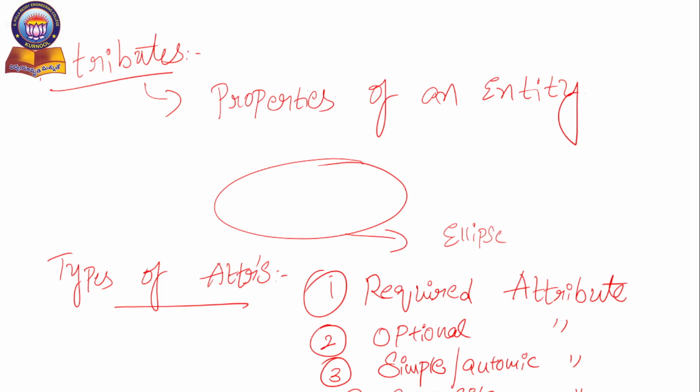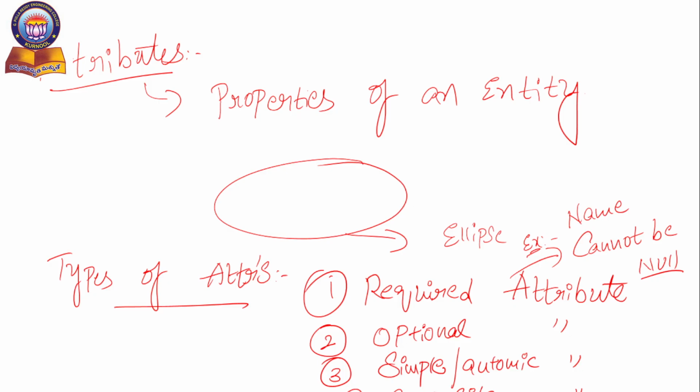Coming to the first one, required attribute. A required attribute is nothing but an attribute that must and should have a value, that is, it cannot be null. For example, the example we consider as a required attribute is name.